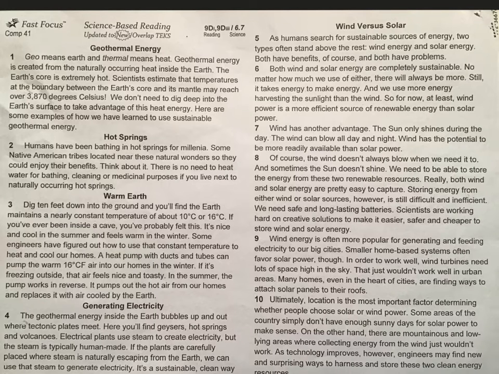Here we are at our section, wind versus solar. We want to look at the entire section. And we want to notice that it's 5, 6, 7, 8, 9, and 10. And we want to know how the author organizes this entire section of text. So let's make ourselves a note.